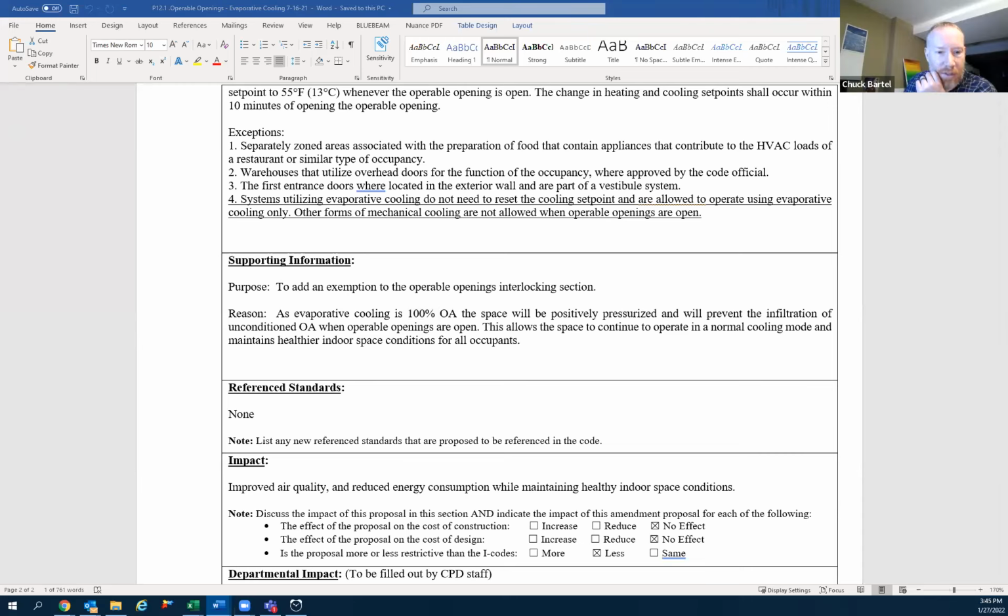Just speaking to that 100%, do we need to add that? I don't know if we need to add that, since the second part of number 4 clarifies that other forms of mechanical cooling are not allowed when operable openings are open. So just leaving the evaporative cooling as is in number 4 is okay. Okay, thanks for that input for the committee to consider, but we're still looking for a motion.